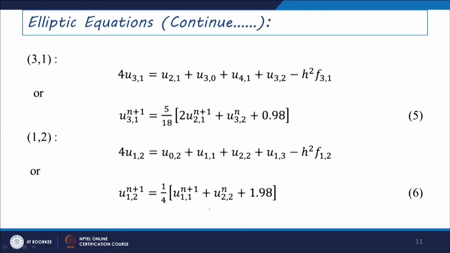And if we go for i equals 3, keeping j fixed, we can have this series expansion in this form: 4u31 equals u21 plus u30 plus u41 plus u32 minus h² f31. And if you see u30, j equals 0 means u equals 1, and this has the value 0.02, so this difference is coming as 0.98 here.